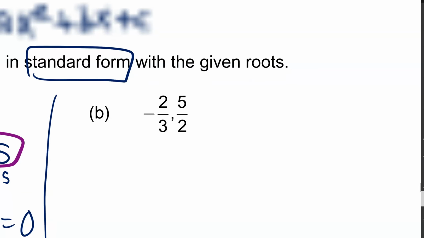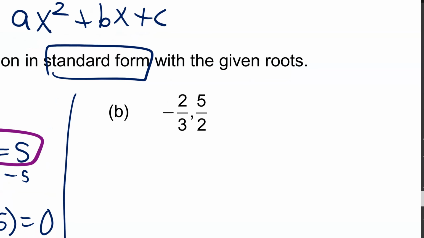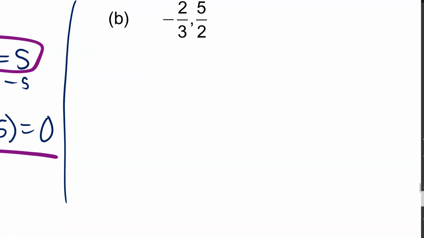So remember, we want standard form, which is ax squared plus bx plus c. That's what we're looking for at the end, a quadratic. So I'm going to set each of my roots equal to 0. So I have x equals negative 2/3, and I have x equals 5/2. So what I'd like to do is move everything to the same side.